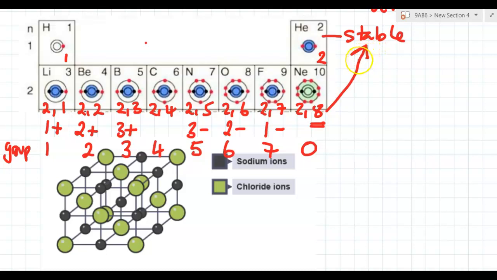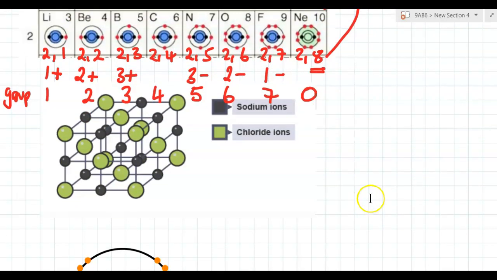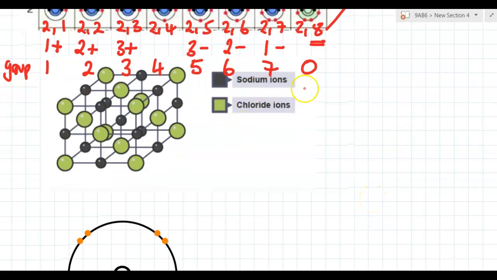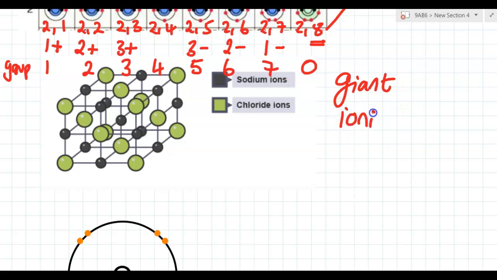Okay? So we could say that the least stable groups are group 1 and group 7. The most reactive metals are in group 1 and the most reactive non-metals are in group 7. All right? And when these ions join together, they make these giant ionic lattices of many, many ions joined together.